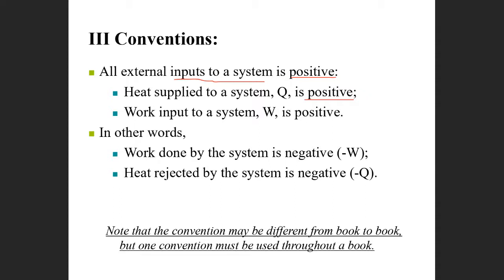For example, like this is the system. Any external inputs to a system are positive. Like here, to a system is positive. It can be heat, called heat absorption, and work input. However, if there's a work output, then they are negative. If the system does any work on its surroundings, it is negative for the system, but positive for the surroundings.